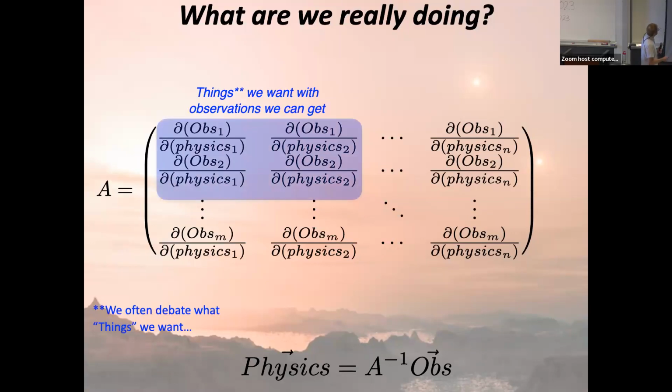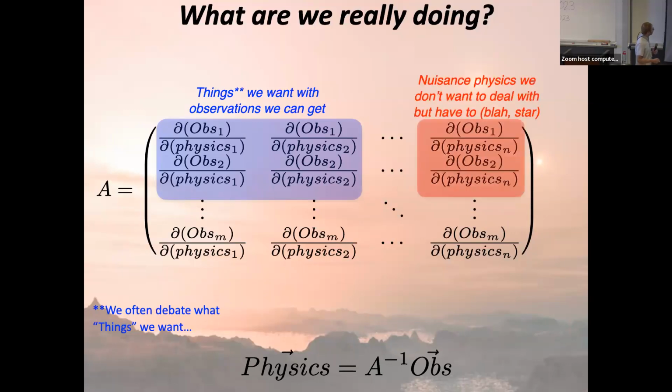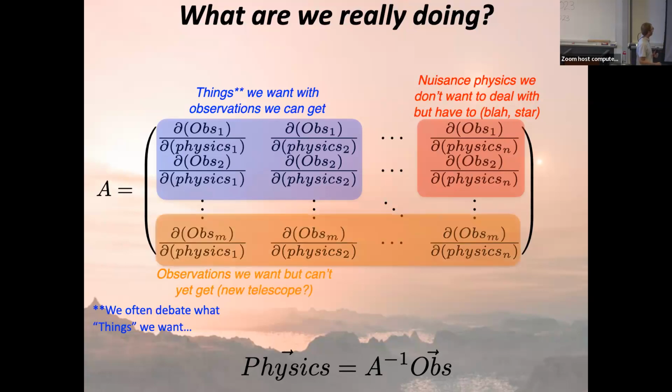So there are things that we want with observations we can get. So these are what we know about, except there's often debate as to what we want. This is what TACs talk about. There are nuisance physics, and we can debate what we think nuisances are. Clouds can be a nuisance, or clouds can be a thing we want. Stellar contamination can be a nuisance, or it can be a thing we want.